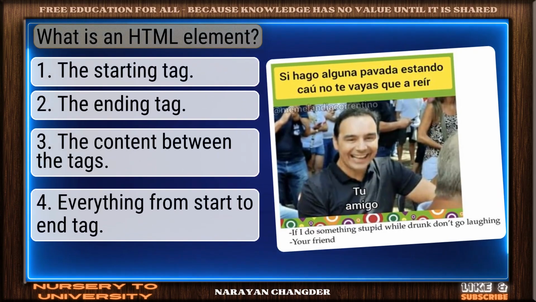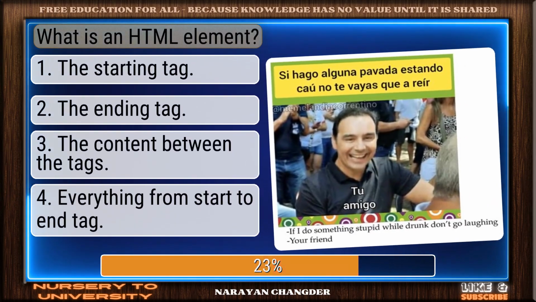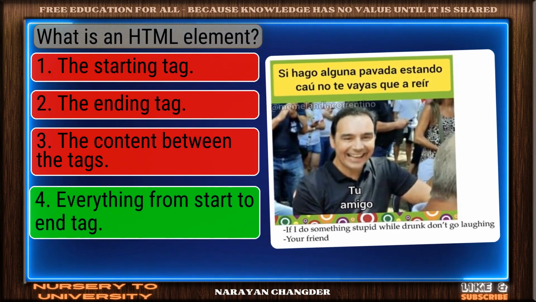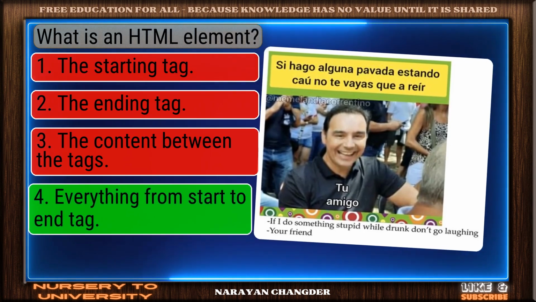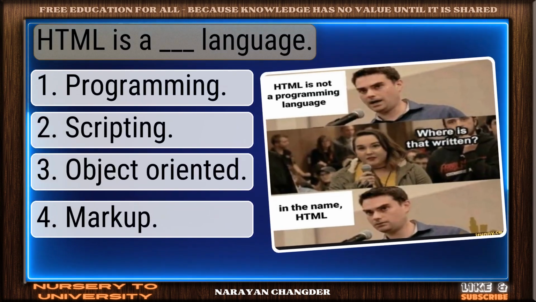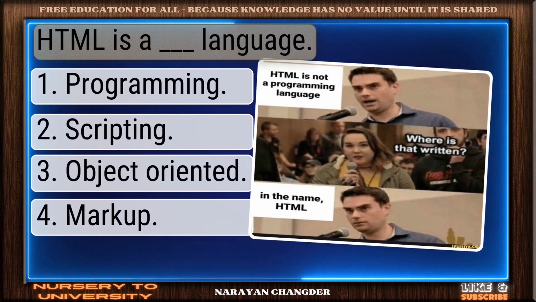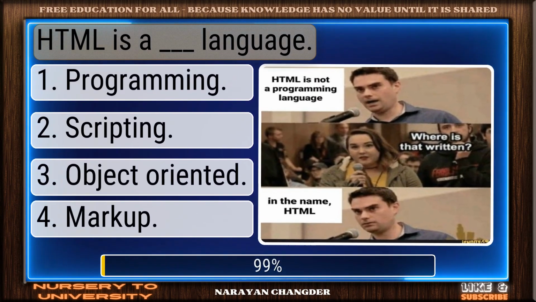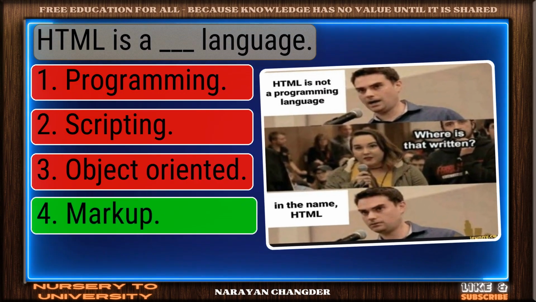Question number 46. What is an HTML element? Excellent choice. Everything from start to end tag is the right answer. Question number 47. HTML is a dash language. Valid point. Markup is true.